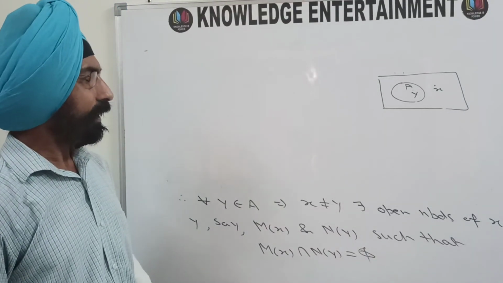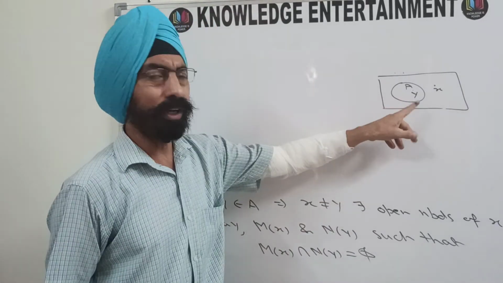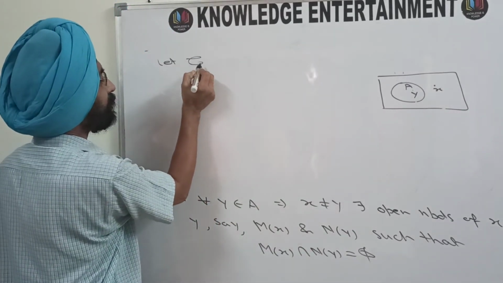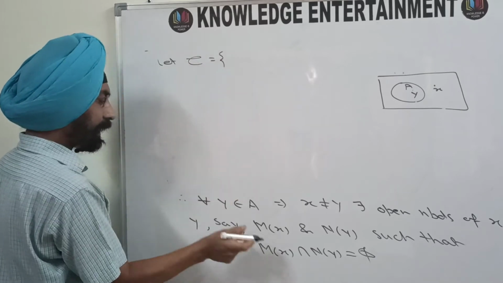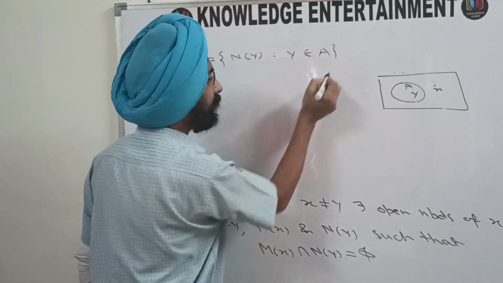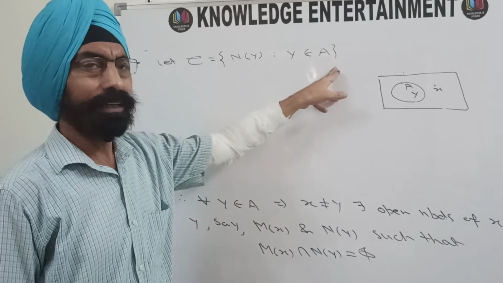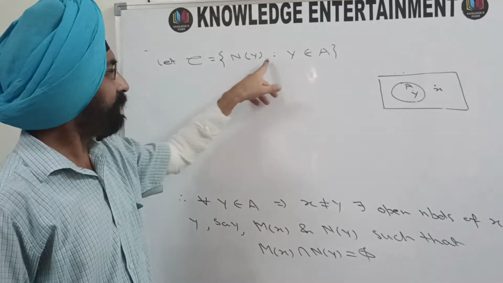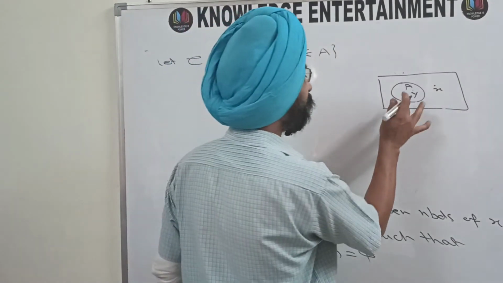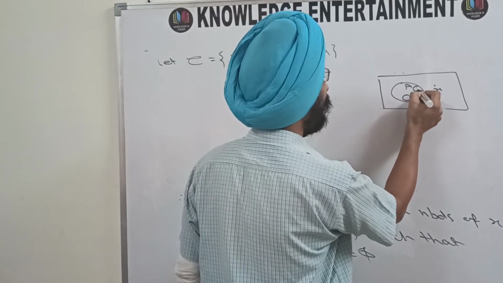Now I'm taking all the Ny's for every y belonging to A. So let C be the collection of Ny's for every y belonging to A. That means what we have done, we have taken an open cover of A. For every member of A, I have taken an open set containing that. Open neighborhood means open set. So for every y in A, I have taken an open set, and like this.